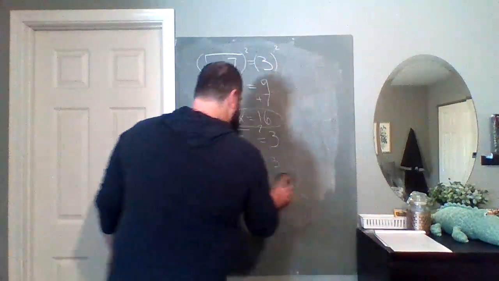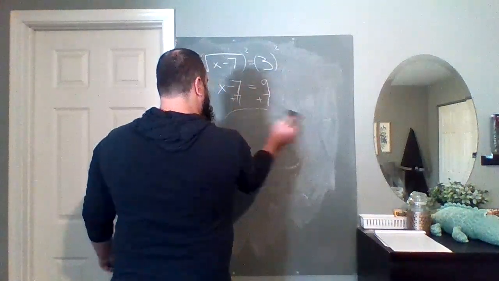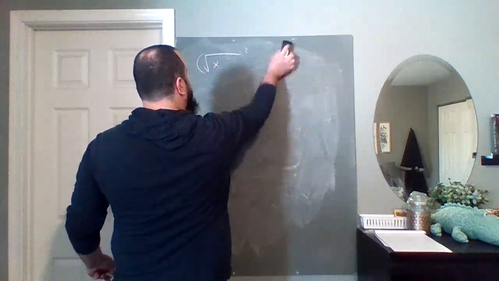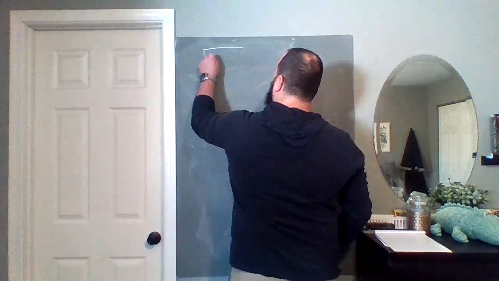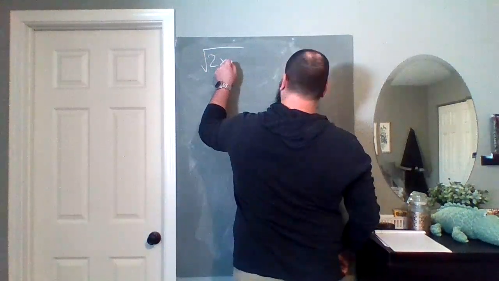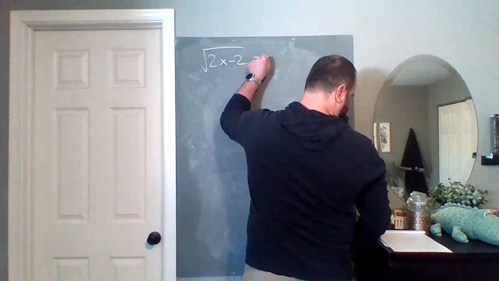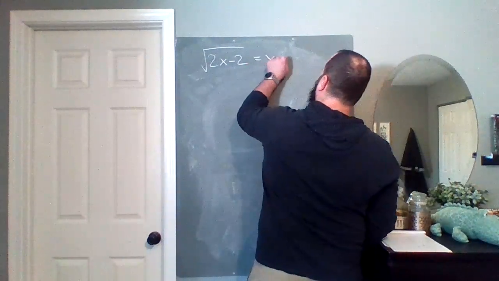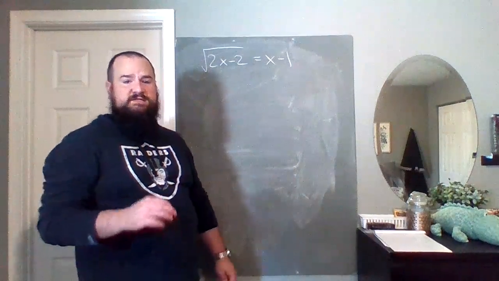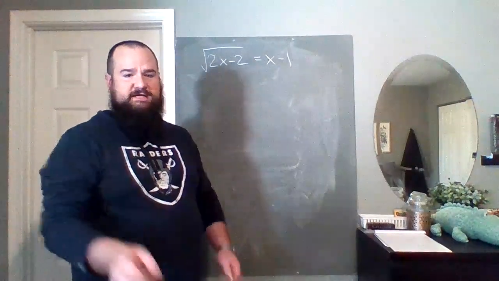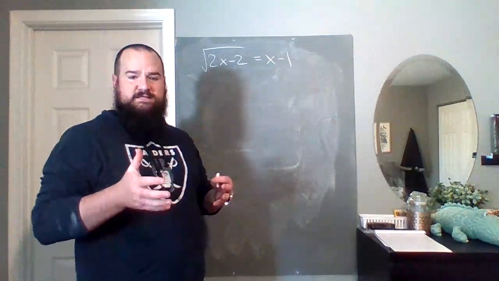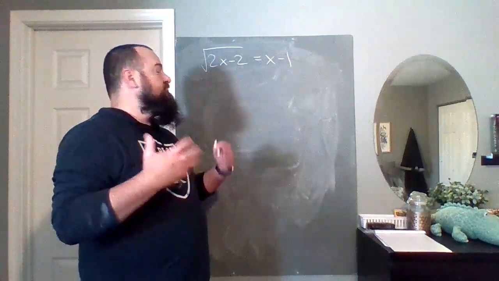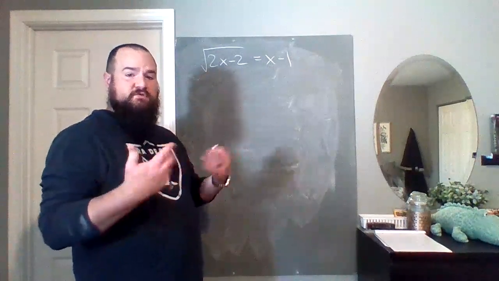Let's try something else. So we have the square root of 2x minus 2 equals x minus 1. Again, our square root is already isolated. Our radical is already isolated. So all I need to do is square both sides.